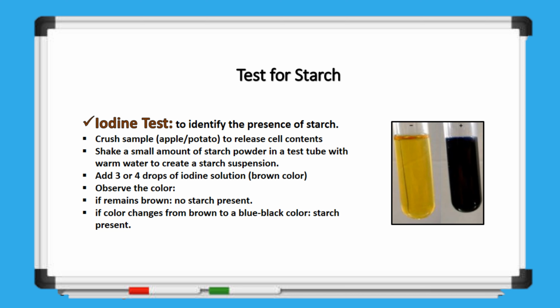To sum up, the iodine test is a fast and effective way to check for starch in food. It's a great demonstration of how basic chemistry techniques can help us explore and understand the nutrients in the things we eat.